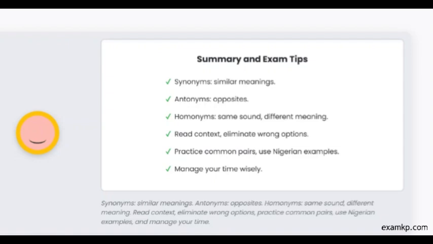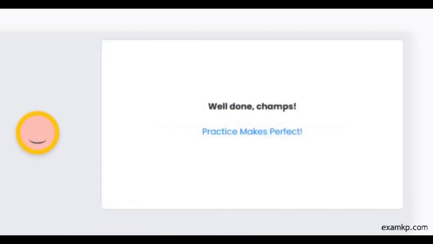Well done, champs! You've just mastered antonyms, synonyms, and homonyms, one of the most tested topics in your English exams. Keep practicing, review your notes, and you'll crush your next WAEC, JAMB, or NECO paper.